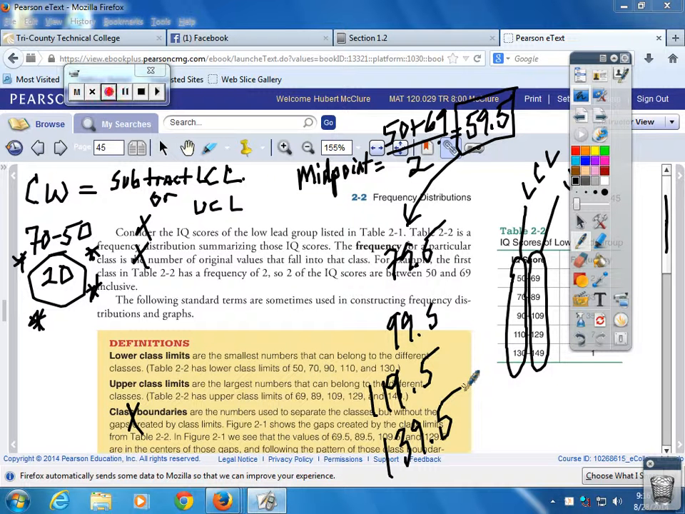So that takes care of your midpoint. Midpoint is very important for Unit 2.